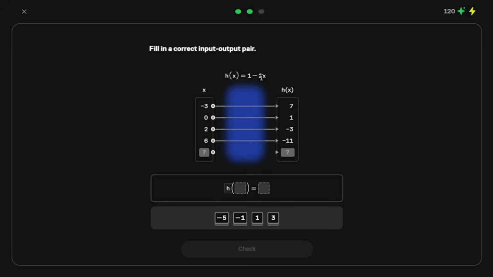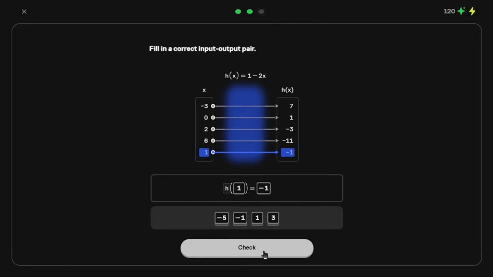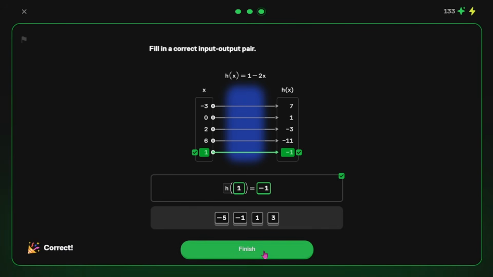So that's cool. Now I need to choose two numbers, positive and negative. So 1 minus 2 is negative 1. Wait, what? 1 minus 2 is negative 1. This will be the correct answer. That's so simple.